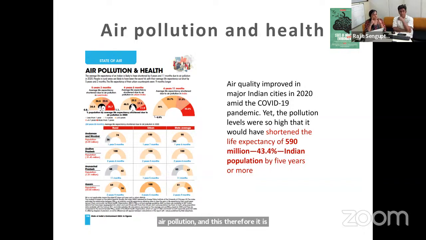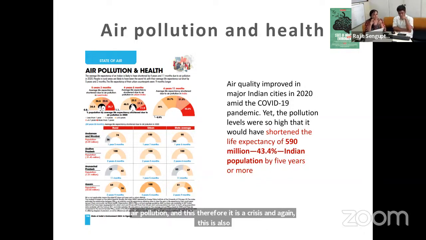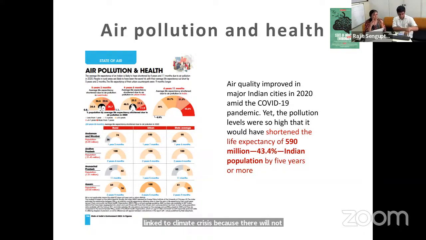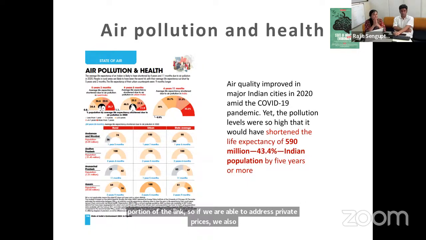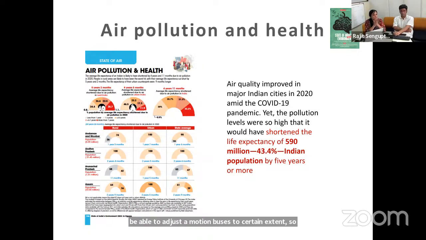And again, this is also linked to the climate crisis because there have been enough evidences to show that both fossil fuel emissions and air pollution are linked. So if we are able to address the climate crisis, we will also be able to address the air pollution crisis to a certain extent. So there's also this co-benefit of addressing the climate crisis for air pollution benefits.